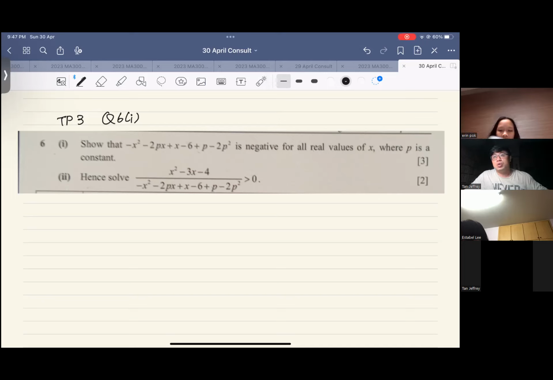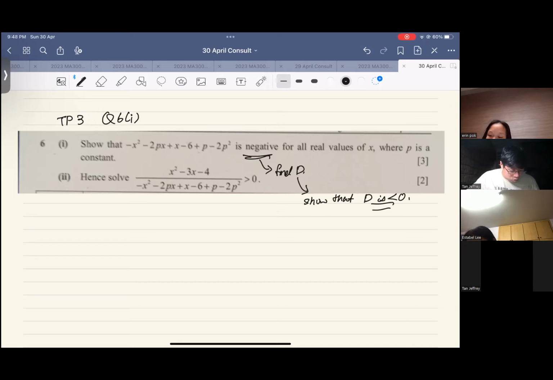You just need to use what you did just now, the discriminant. You find the discriminant and show that the discriminant is less than 0. Actually, this one is quite easy. Your discriminant should be negative 4p squared minus 23, right? You got that, right?